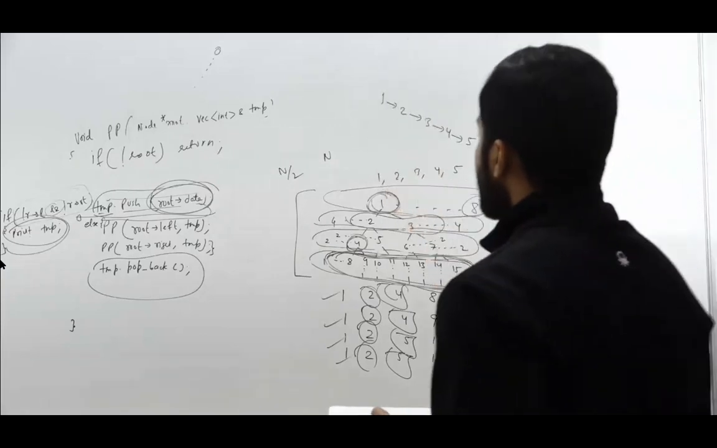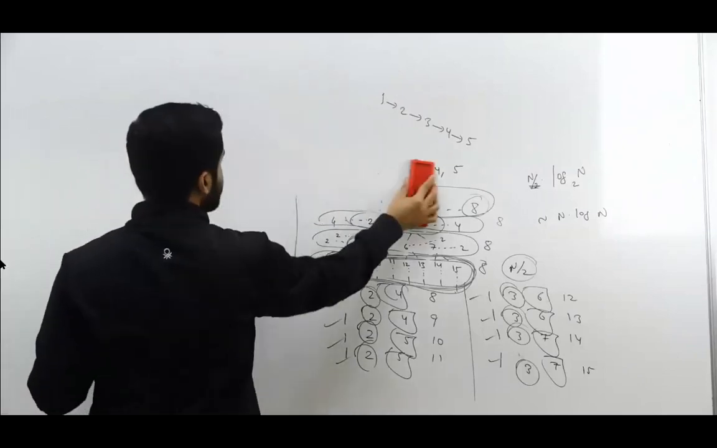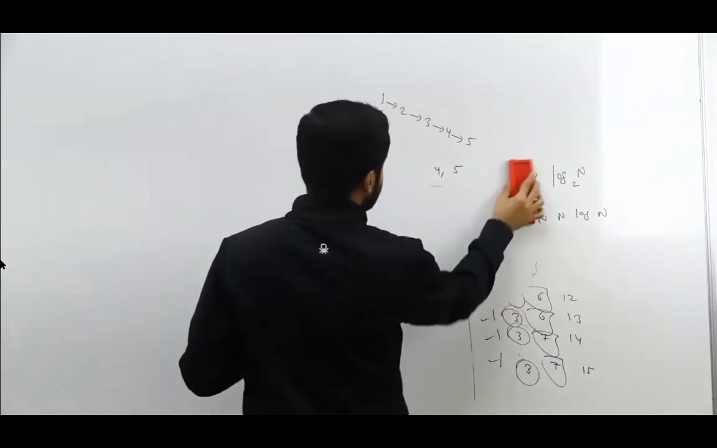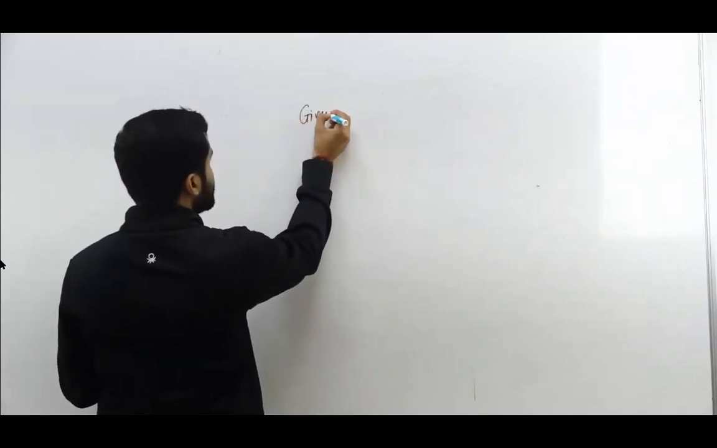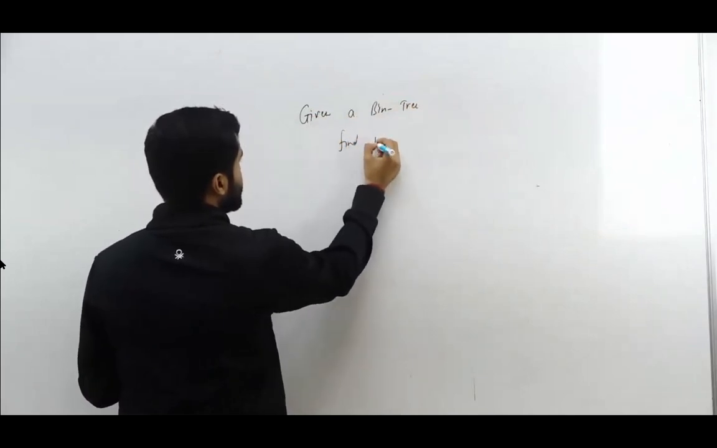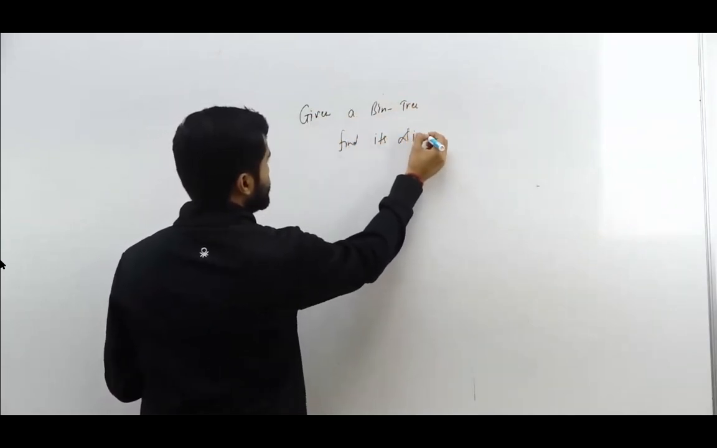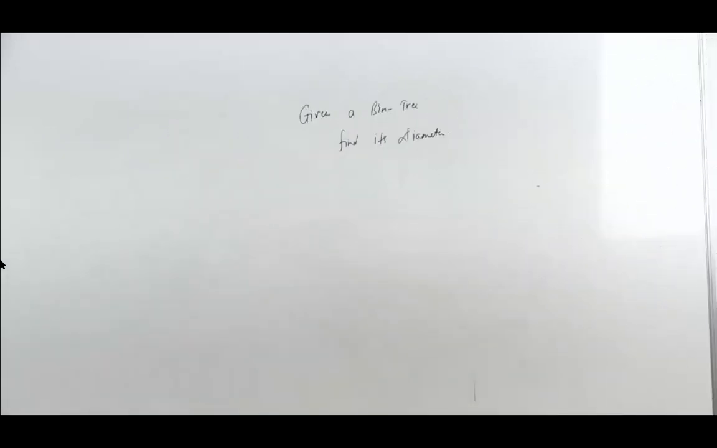Okay, so now we will talk about another really, really important property of a tree, and that property is called diameter. You have been given a binary tree and you need to find its diameter. How many of you have heard about the diameter of a tree? Can you define it for me? What is the diameter of a tree?